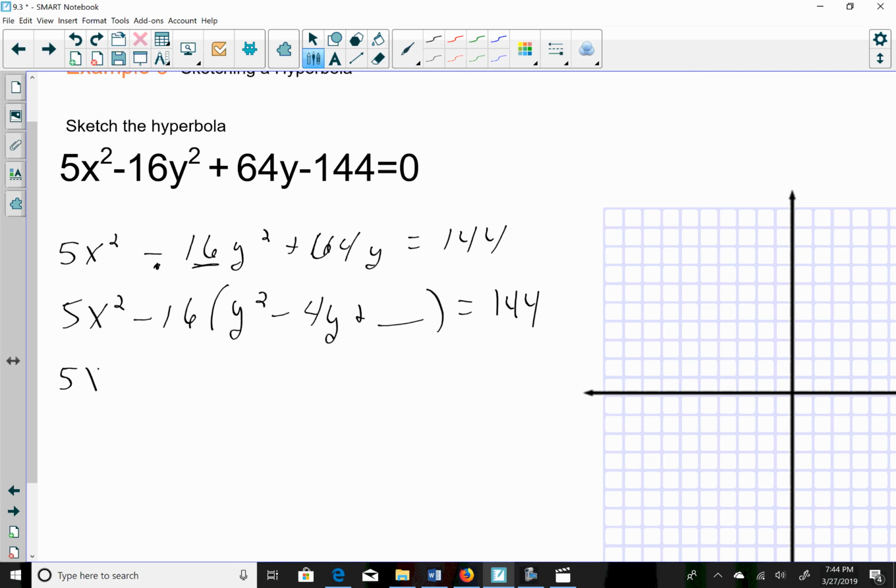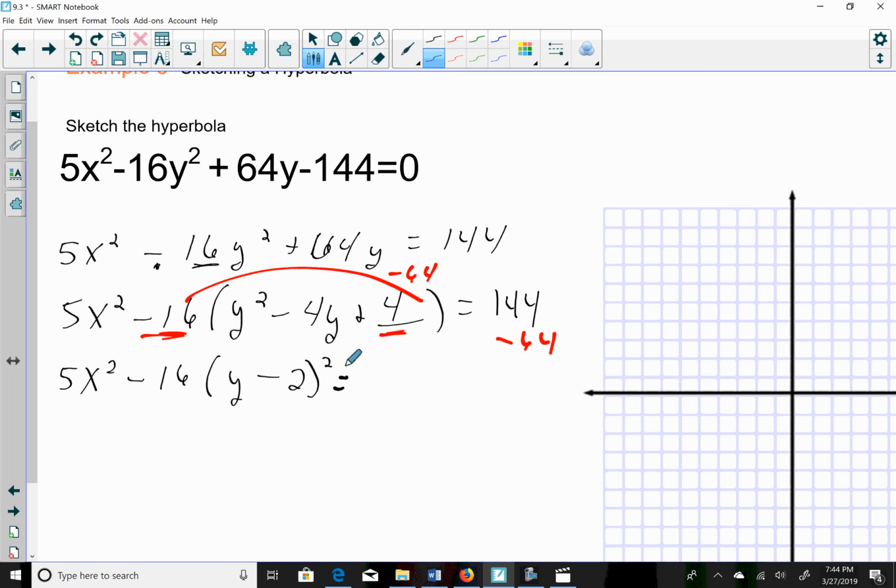Again, 5x squared is just coming down for the ride. Here's negative 16. Completing the square. Y, this is now a minus sign, so I'm writing down my minus sign. Half of 4 is 2. 2 squared is 4. But I'm not really adding 4. I'm adding negative 16 times 4. So I'm really adding, this will give me a negative 64. So I'm going to have to add a negative 64 to this side. And when I do that, I end up with 80.